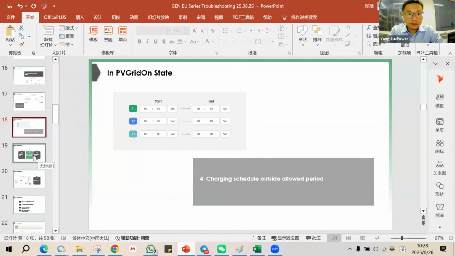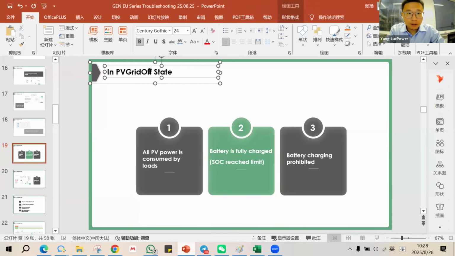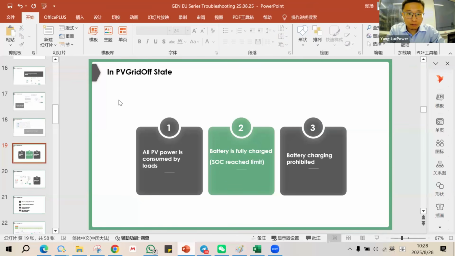And then I think that's the PV state on is closed. Yeah, and then we go to the most famous case: the PV is okay, but the grid is not okay. So the grid is off. So there will be three cases. First of all, the PV power is controlled by load. It's the same as the previous case, and also the battery is fully charged.